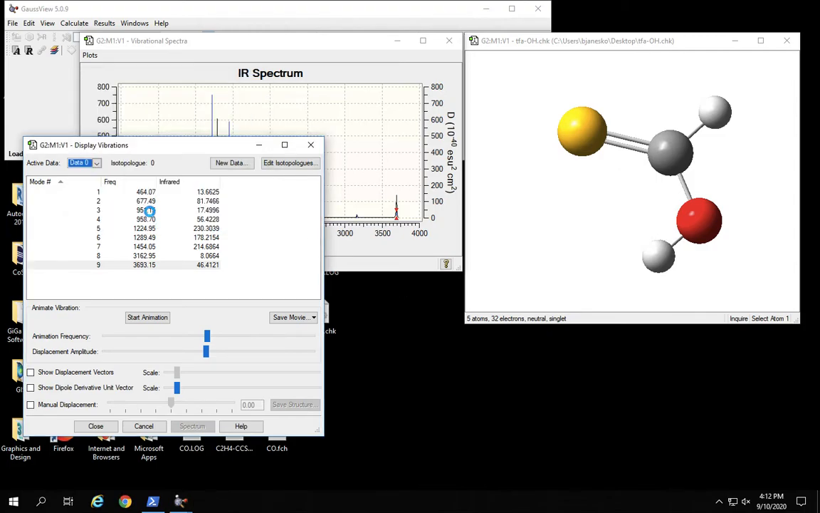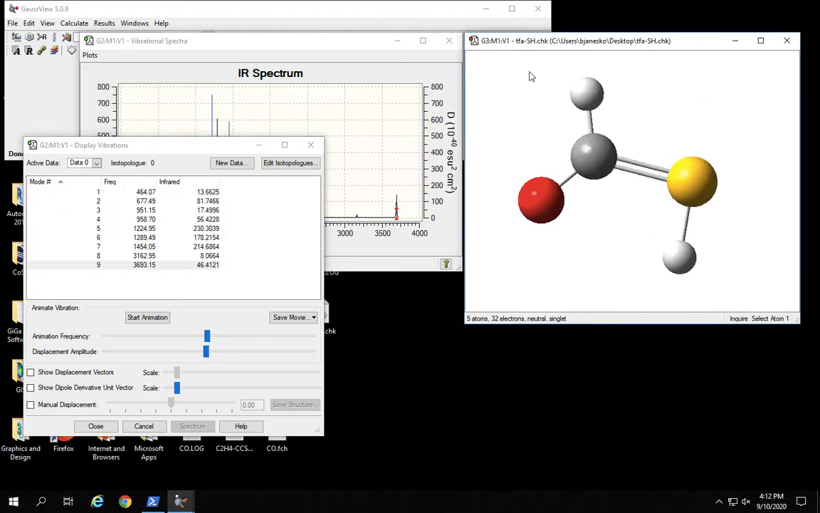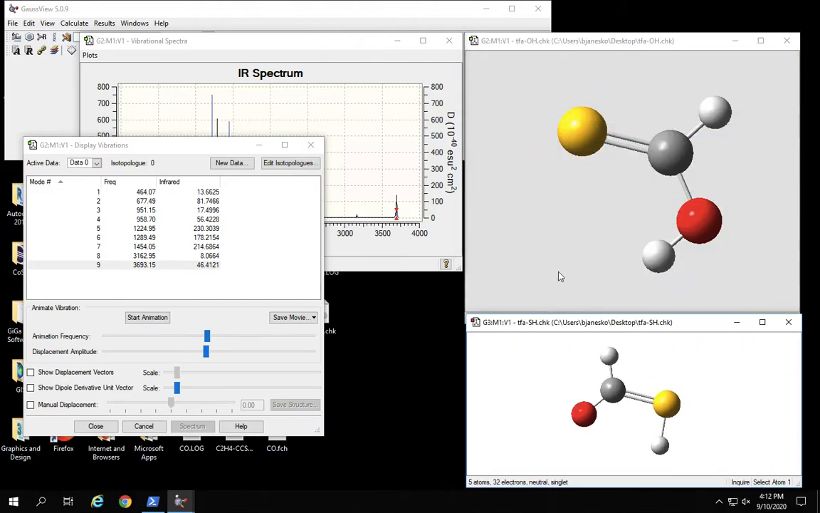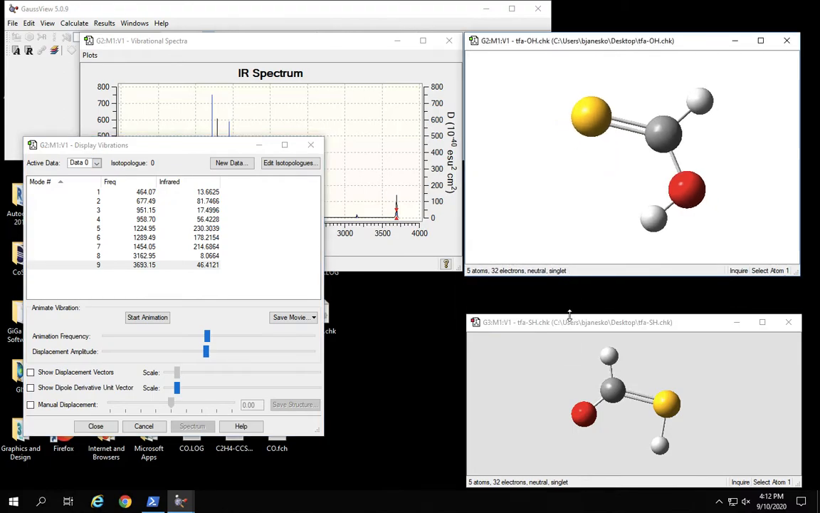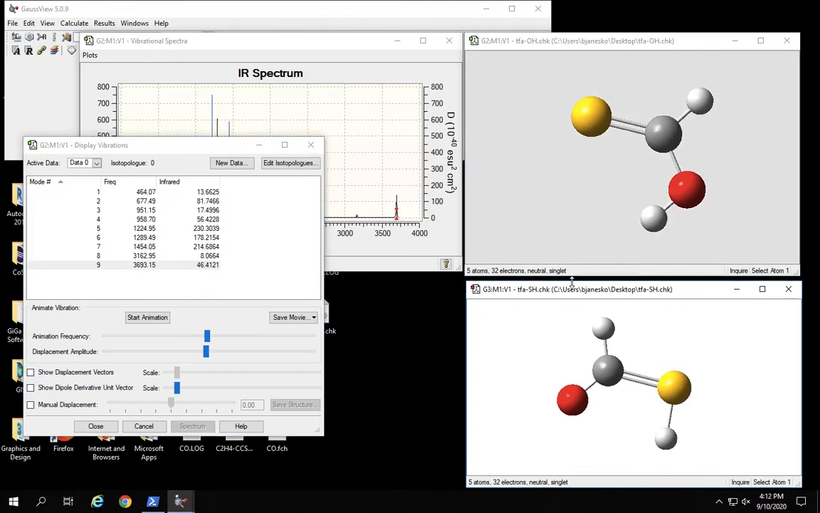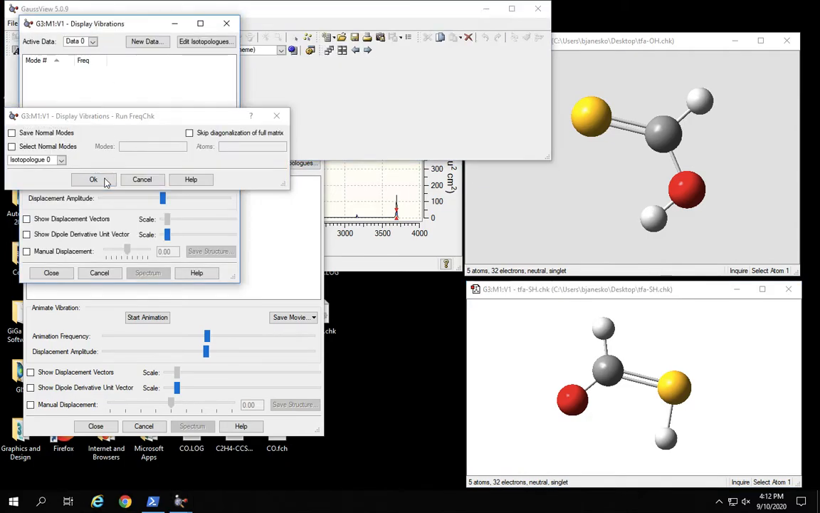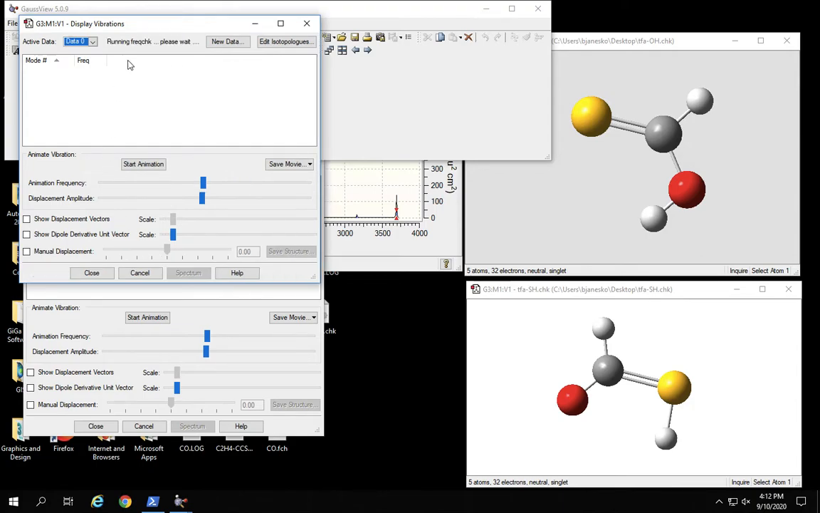So we'll open this SH protonated tautomer, move it down here. So, okay, what do we see? We have OH protonated and SH protonated. I should have a prediction of the tautomerization energy from these calculations as well, because remember, I computed the energy and the Gibbs free energy of this tautomer and that tautomer, so I can compare the two. With this one, I can go to my results, look at my predicted vibrational spectrum, run freq check.